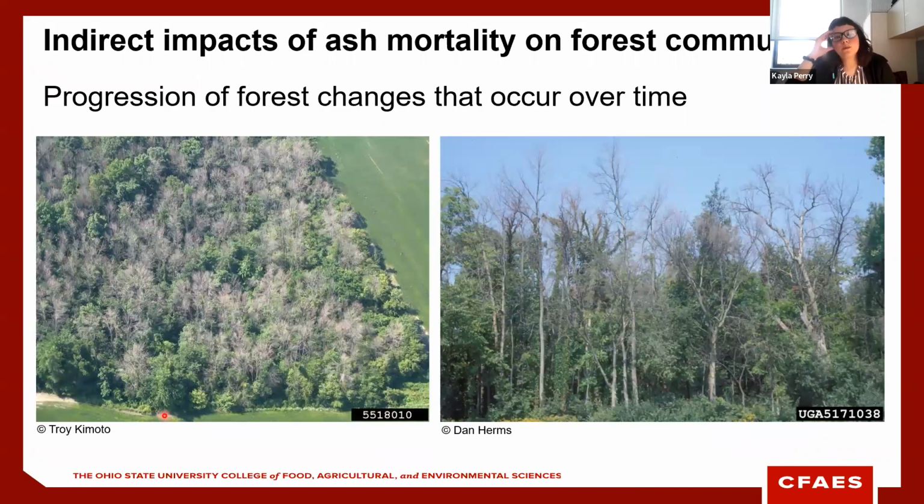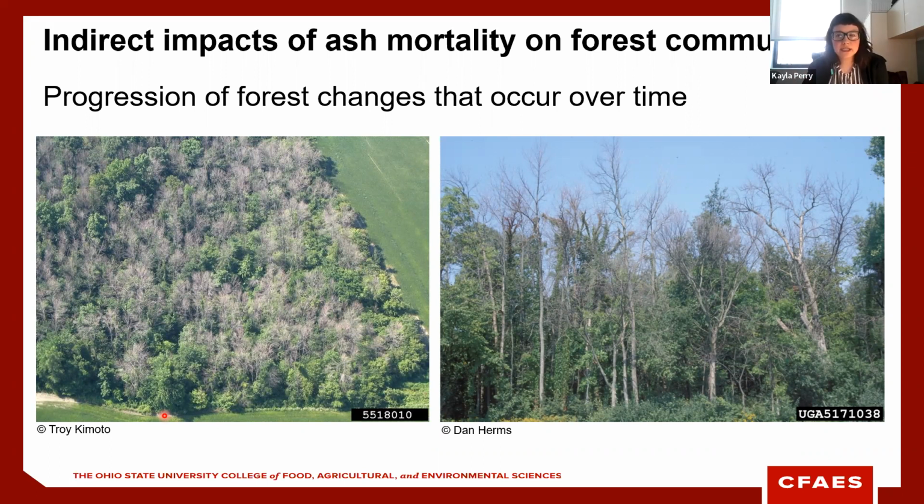And why does this matter as an indirect impact? Trees die in the forest, light gaps are created all the time when a tree dies, it doesn't have to be an ash. So why does it matter in this case? And it really becomes important when you're thinking about the scale at which this is happening.